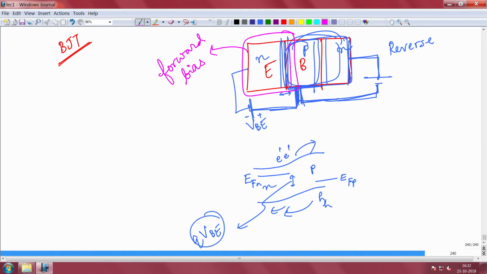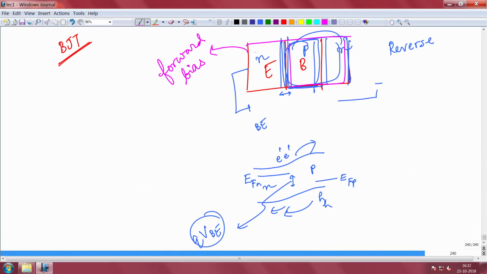You want the base-collector to be reverse biased, so you apply a higher positive bias here. In reality, of course, there are different modes of operation, like common base and common emitter. We will come to that. In these modes you can ensure that the collector junction is reverse biased and the base-emitter junction is forward biased. I will just remove the bias right now so that there is no confusion. So, this junction is reverse biased.